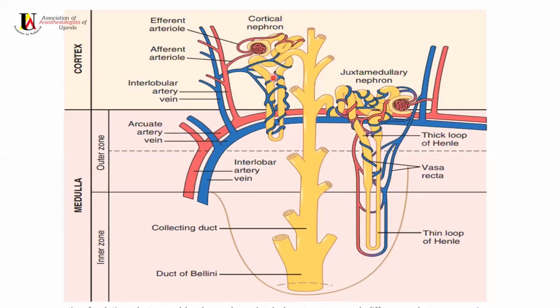Now we have two types of, not necessarily two types, but depending on the region in which they are located, we have the cortical nephrons that are mainly situated within the cortex. They have a short loop of Henle that projects into the medulla. Then you have the juxtamedullary nephrons with a long loop of Henle that is mainly penetrating the medulla. And then we have the vasa recta, which is very important when it comes to reabsorption and the rest of the physiology.